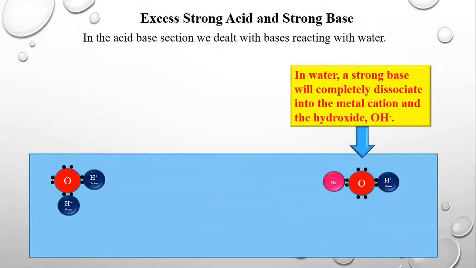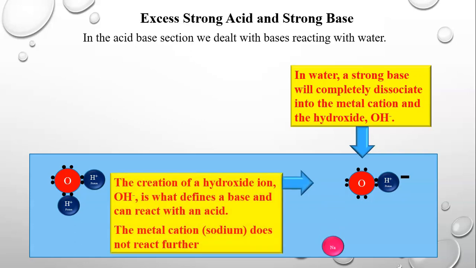So in water, a strong base will completely dissociate into the metal cation, that's the Na, and the hydroxide, the OH minus. The creation of a hydroxide ion, OH, is what defines a base and can react with an acid. The metal cation, sodium, does not react any further. It just becomes a spectator.